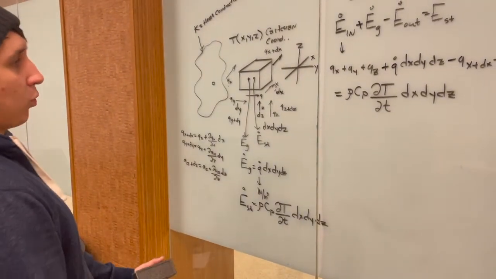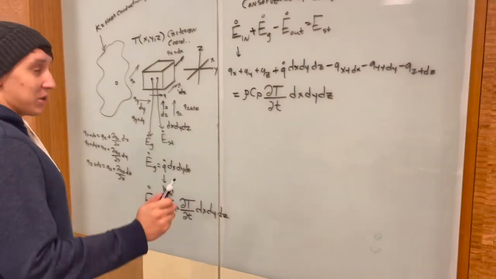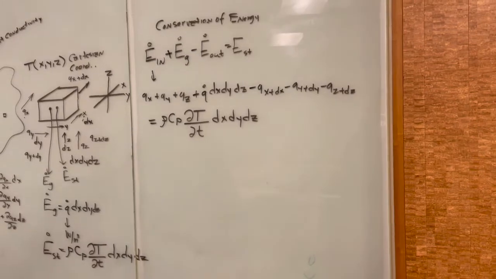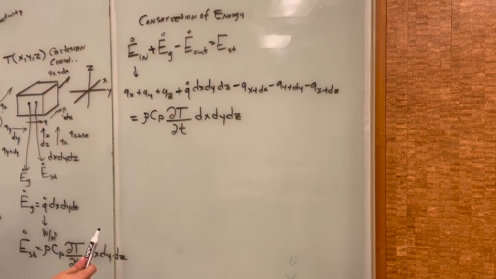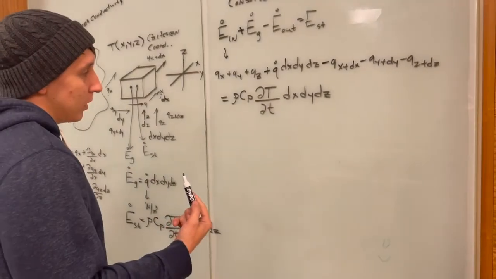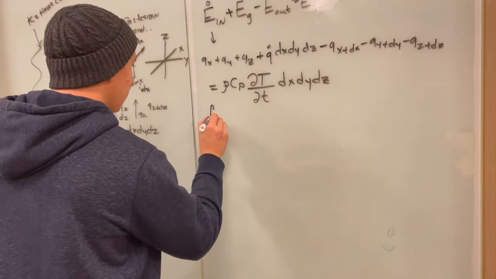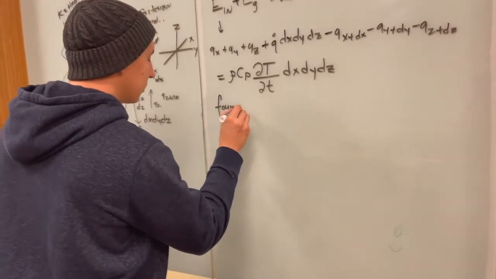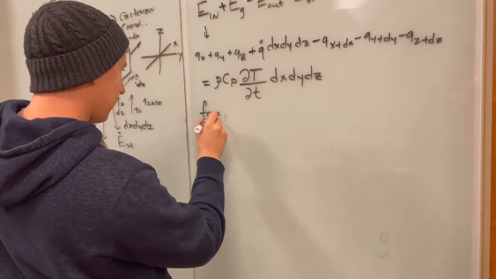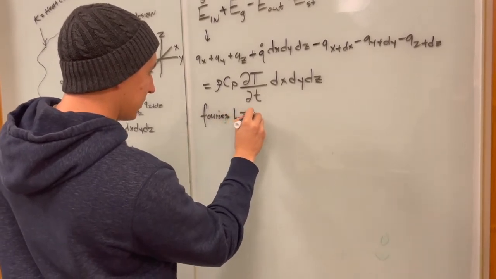Is there a way we could actually simplify this any further? And the answer to that question is absolutely yes. But there's something that we haven't talked about very much yet, or I haven't mentioned very much yet, and that was Fourier's law. So Fourier's law, oh, whatever, the audience understands.